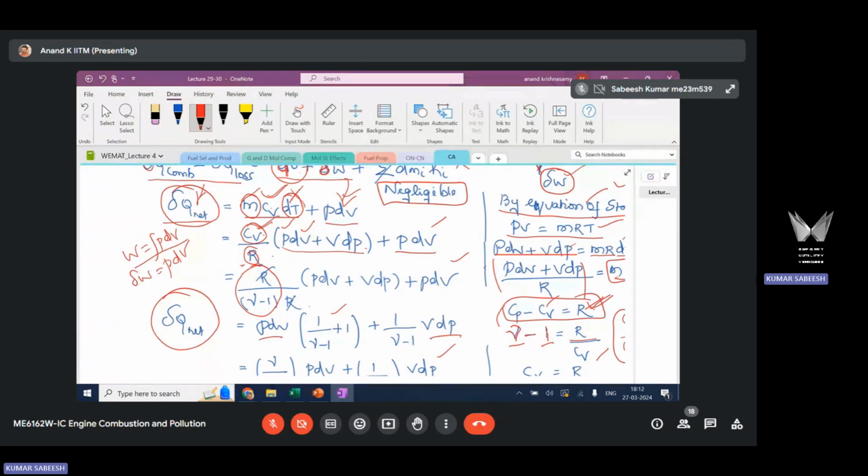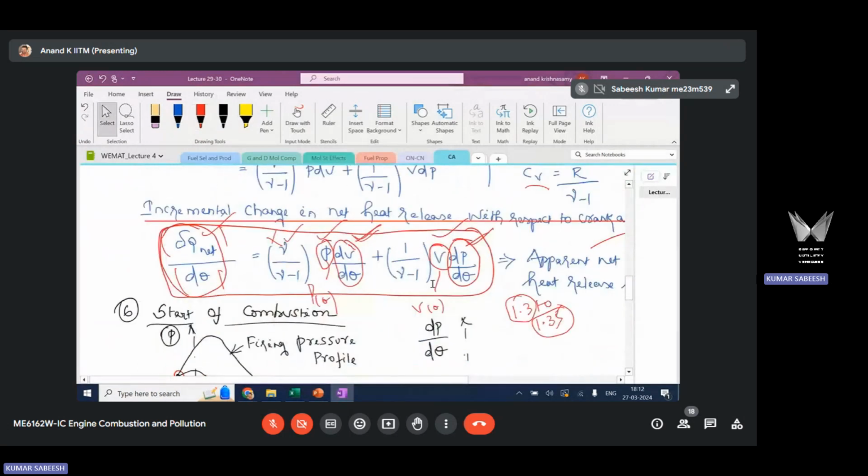Okay, so finally from this, if you simplify all this, you get an equation for apparent net heat release rate. dQ_net/dθ is equal to γ/(γ-1) P dV/dθ plus 1/(γ-1) V dP/dθ. So here, through this equation, we are estimating the net heat release rate.